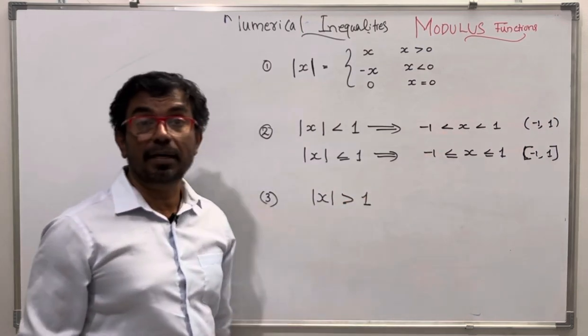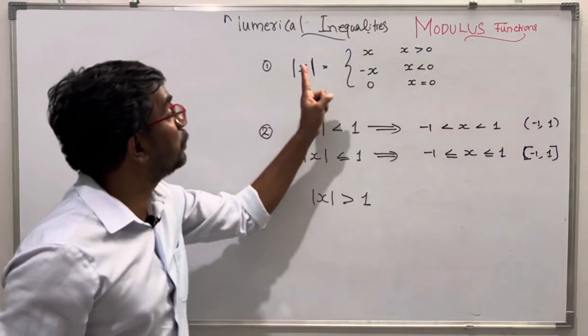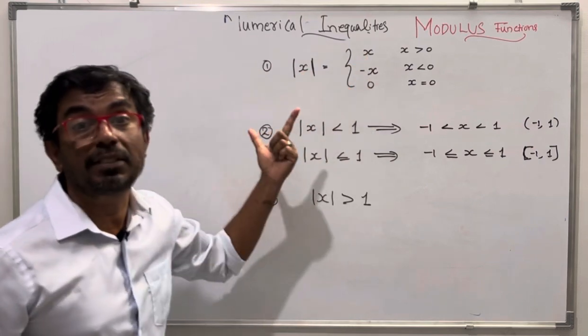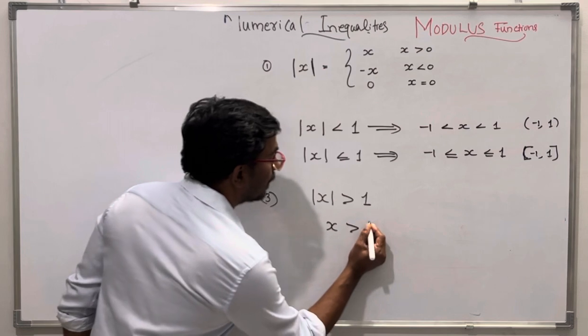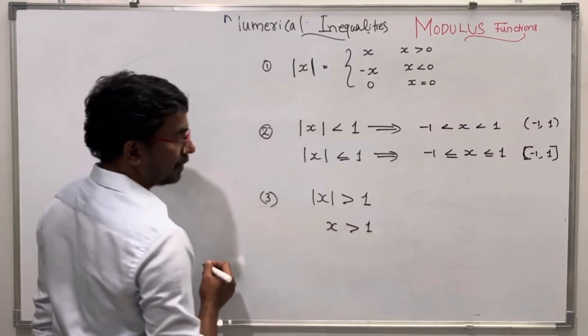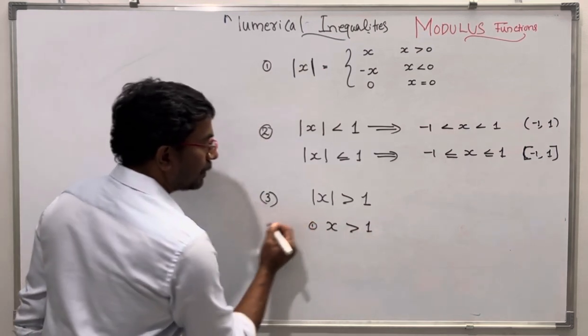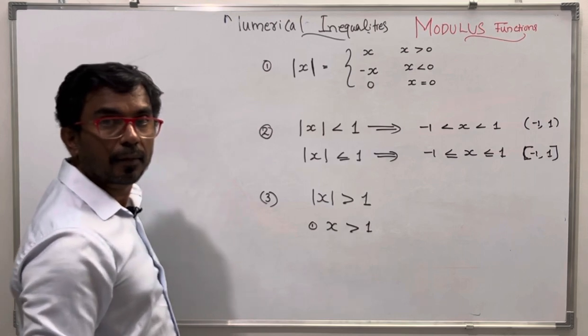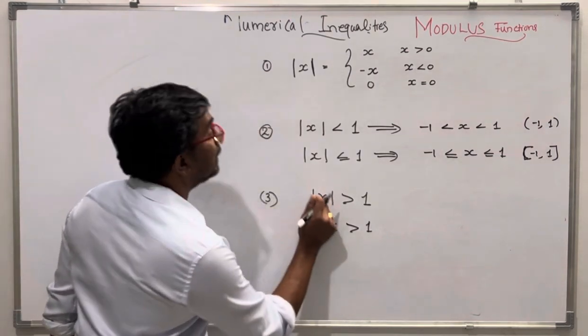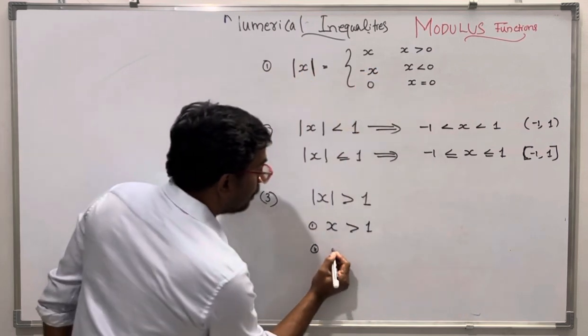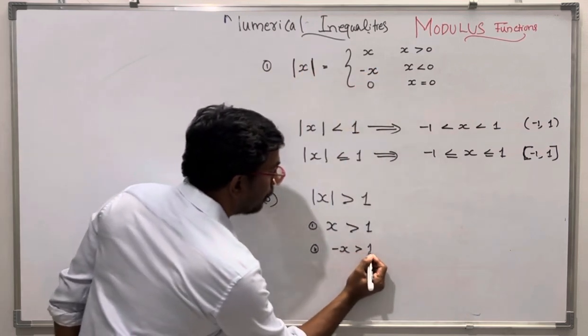Mod x is greater than 1. Let us take the two cases. If mod x equals x, that means it is positive. If x is positive, this means x is greater than 1. This is the first case. What is the second case? The second case is this one. If x is negative, then it will be minus x greater than 1.